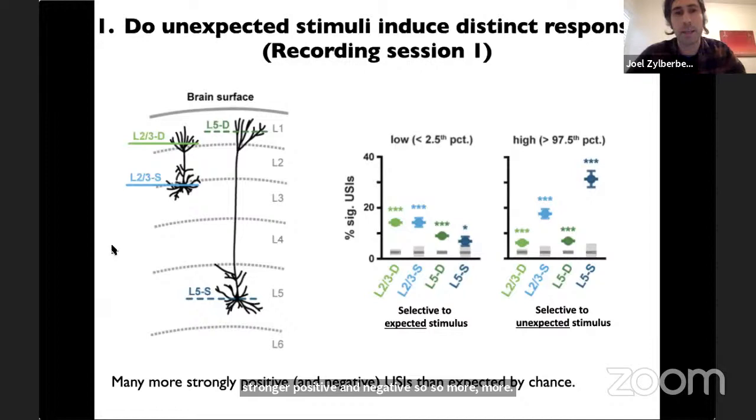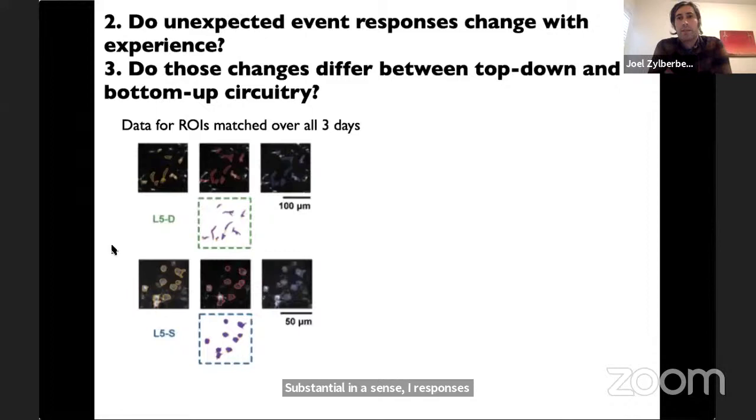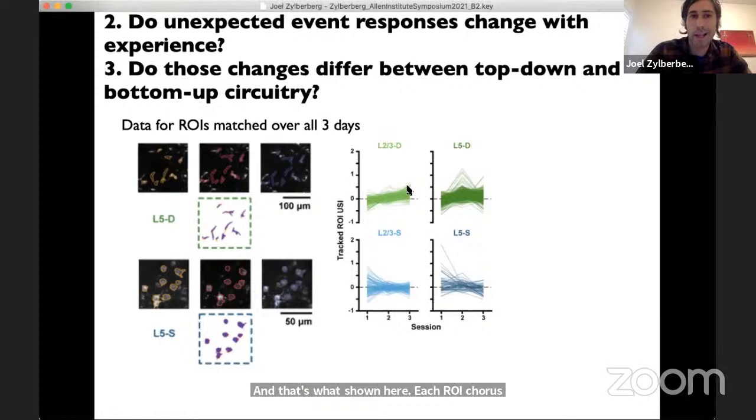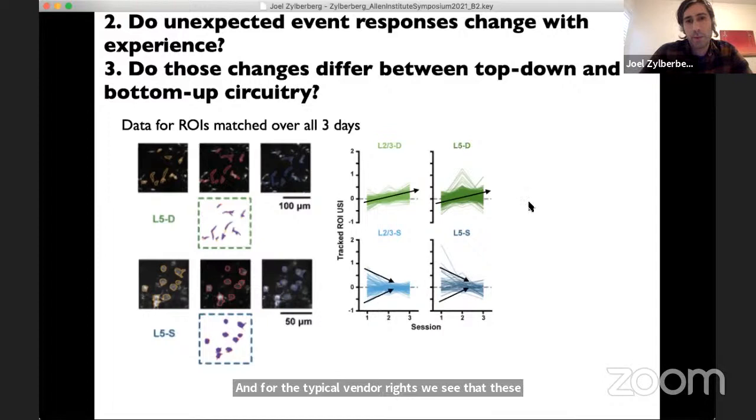Then the next thing to ask is how these evolve over days. So remember, we use here the ROIs that are matched over all 3 days of the experiment. And that's what's shown here. Each ROI corresponds to one line on this plot. The USI is shown for recording days 1, 2, and 3. And for the apical dendrites, we see that these generally go up over time, whereas for the cell bodies, we see that they converge pretty quickly towards zero. So on day one, there's some that are big negative and some positive. And by day two, the variance is much smaller and they're all concentrated around zero.